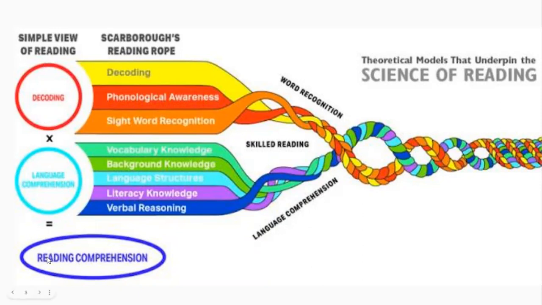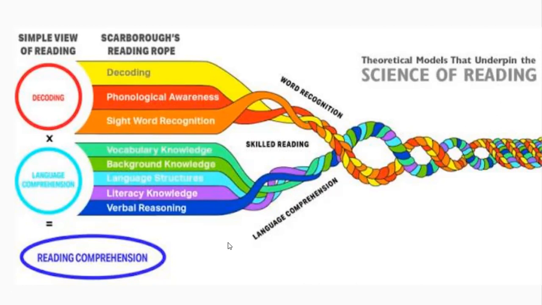But the simple view of reading, just to recap quickly, is a multiplication equation, and ultimately we want our product to be reading comprehension. But let's say that our student has a 1 for decoding, but language comprehension is a 0, then the result of that equation is a 0, because 1 times 0 is 0. So the only way that we can actually get a skilled reader is 1 times 1 would equal 1, and decoding times language comprehension would equal reading comprehension.